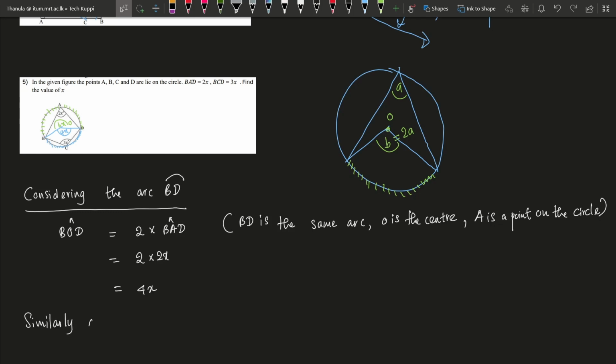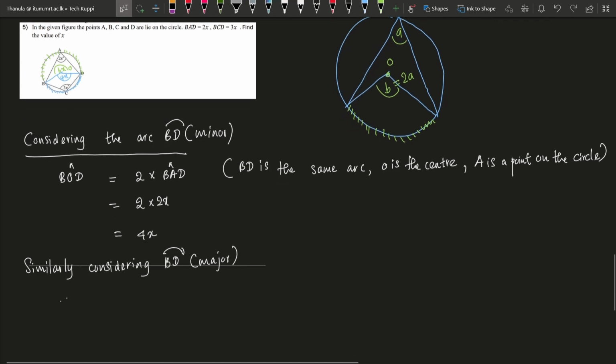Similarly, considering the arc, sorry, it's about BD minor. You can write the reflex angle of BOD is equal to 2 into 3x, that is 6x, right?